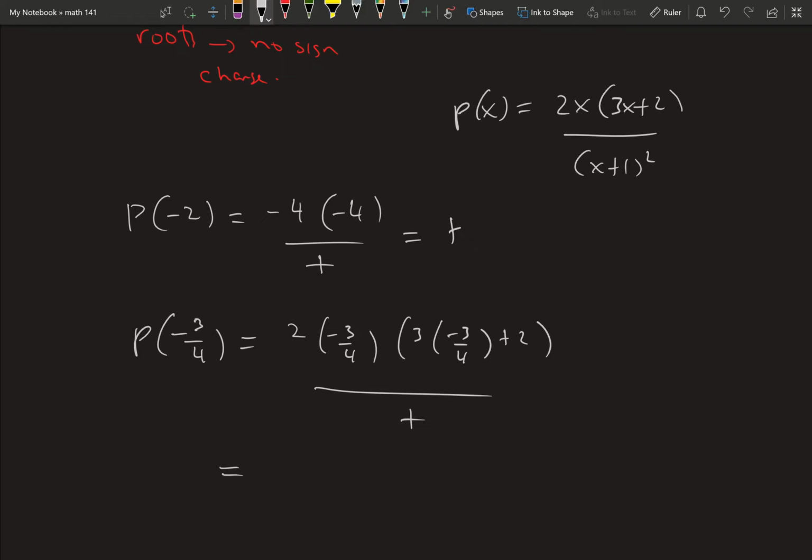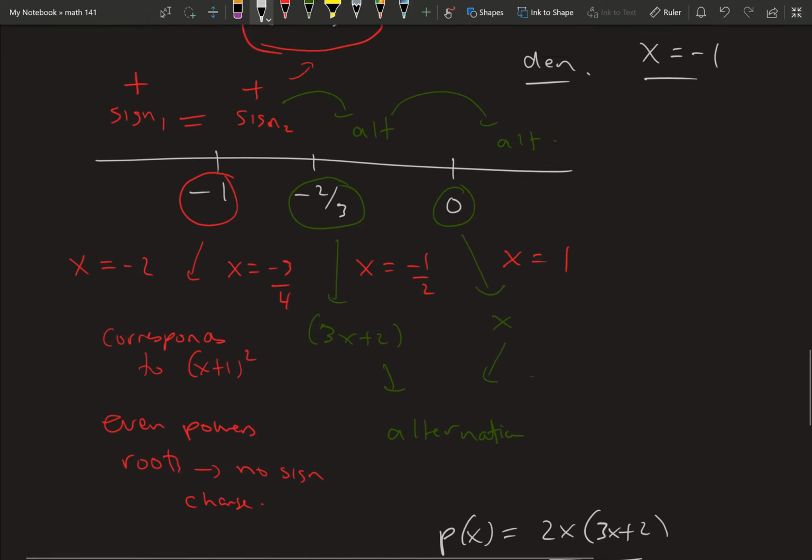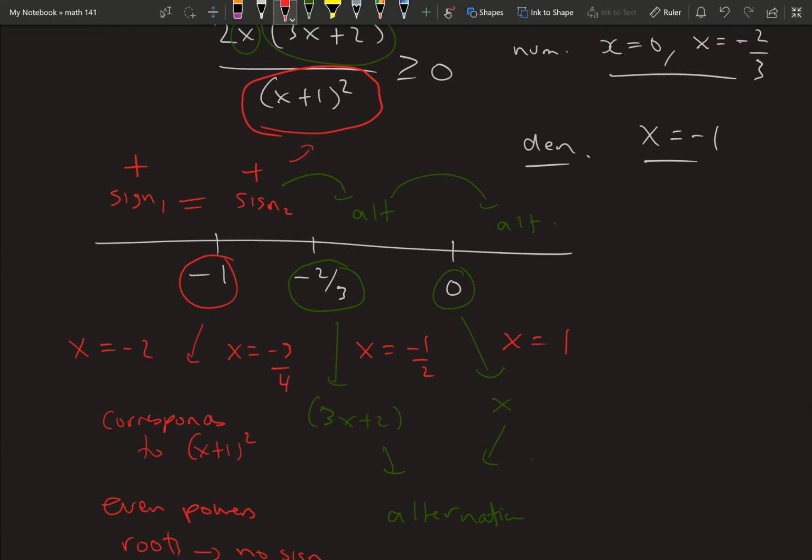So what do we get? We get negative 3/2 on the outside. And here we get negative 9/4 plus 2, divided by a positive term. This is negative 3/2, and if you add these, you're going to get negative 1/4 divided by a positive term. This is a positive number overall, and that is exactly what we expected, that the sign would not change here. So both of these signs are positive.